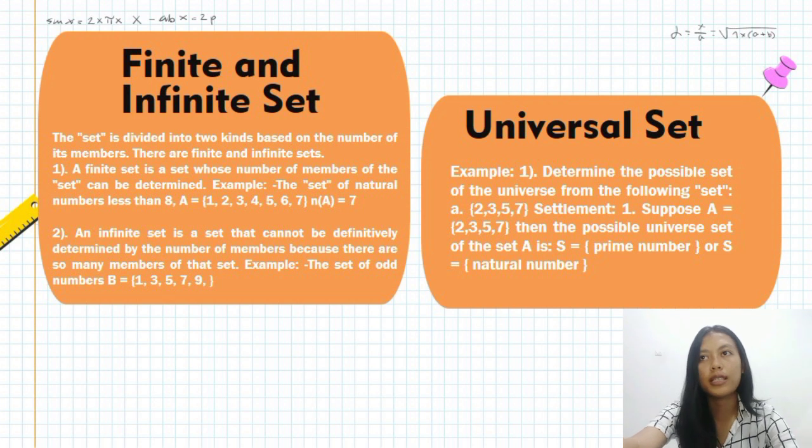Next, we have the universal set. Example, determine the possible universal set from the following set. A is {2, 3, 5, 7}. Solution: suppose A equals {2, 3, 5, 7}. Then, the possible universal set of the set A is S equals prime numbers, or S equals natural numbers.